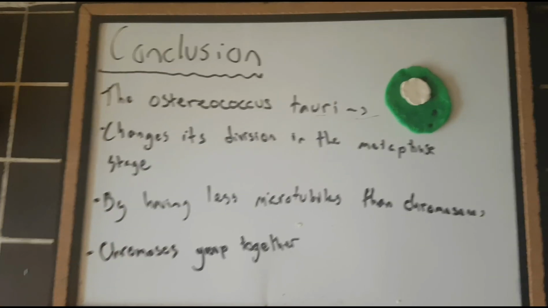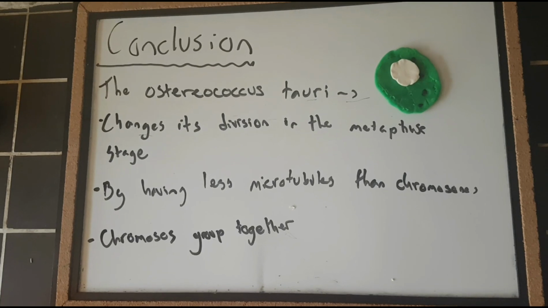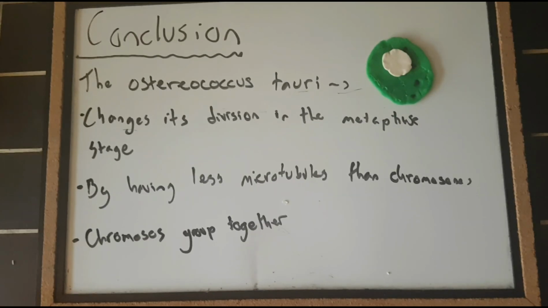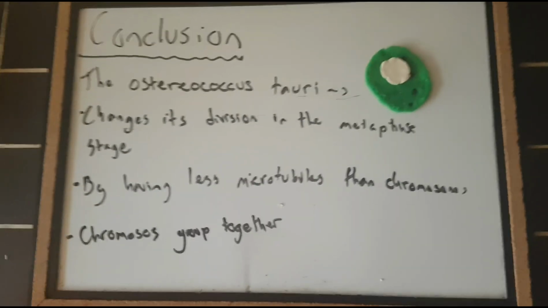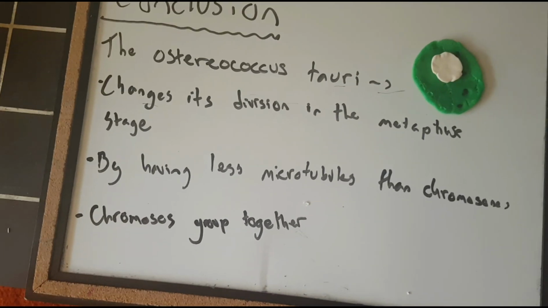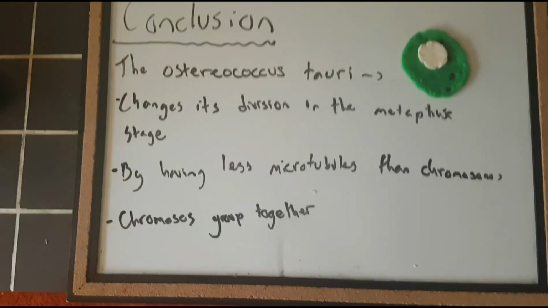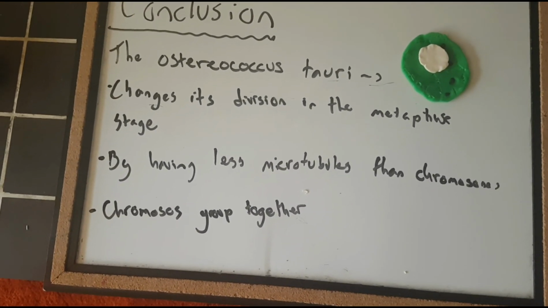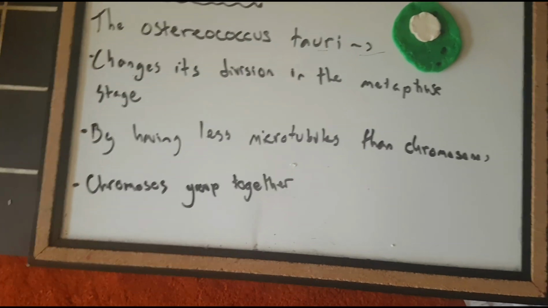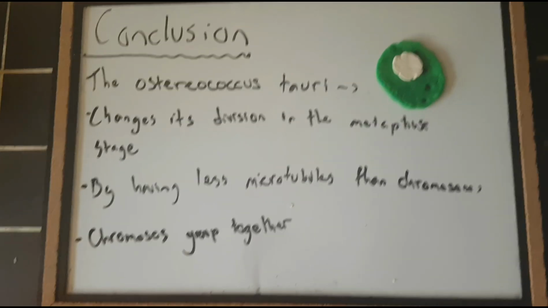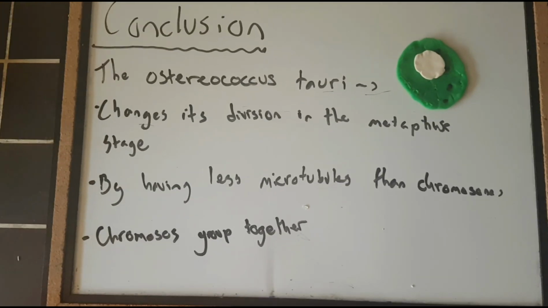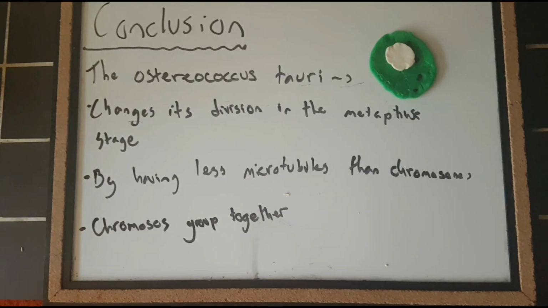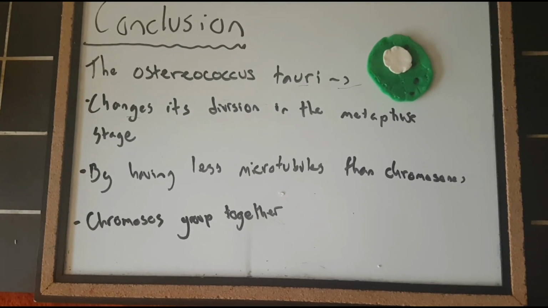In conclusion, the Ostreococcus tauri changes its division in the metaphase stage. The metaphase stage for the Ostreococcus tauri is greatly different than the metaphase for every other regular living organism. Basically what happens is it has a lot fewer microtubules than chromosomes, almost cut in half, and the microtubules should be double the chromosomes. So that's the biggest difference. And another big difference is that the chromosomes, in order to be pulled to either side of the cell so that when it splits they have an equal amount of chromosomes, have to group together and then be pulled by the lesser amount of microtubules.